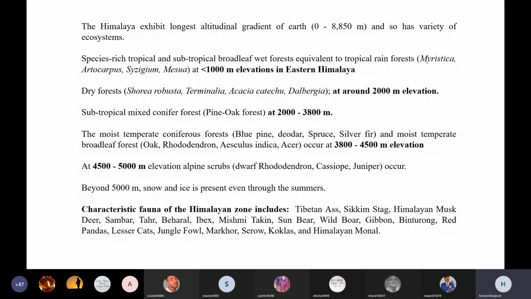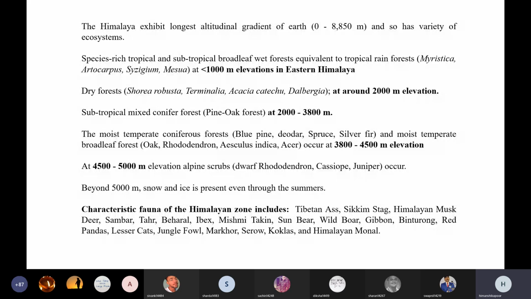So now coming to less than 1000 meter elevations in the eastern Himalaya. So eastern Himalaya वहाँ है जहाँ पे rainfall भी ज़्यादा है, तो obviously it would be tropical rainforest. So it will have the vegetation of tropical rainforest and species rich tropical and subtropical broadleaf wet forest. So you have to remember that जहाँ पे elevation कम है और rainfall ज़्यादा है, so you have the vegetation of tropical rainforest over there.